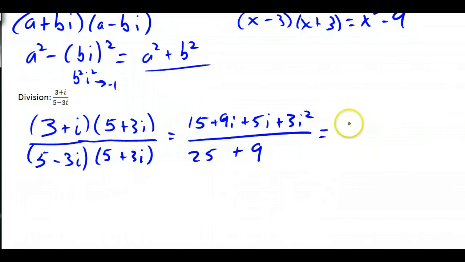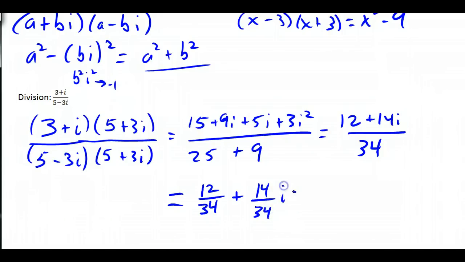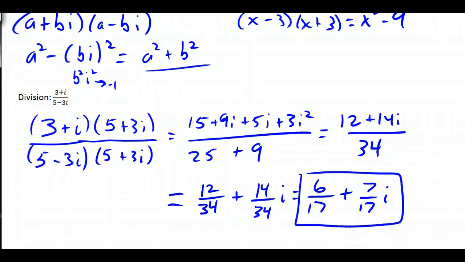So I combine similar terms on top. I've got a 15 minus a 3. I've got a 9i plus a 5i, all over 34, isn't it? Yeah, 34. Now when we write complex numbers, we always split the real part and the imaginary part into separate parts. And we're going to reduce this. So I can take a 2 out of that. 6/17 plus 7/17 i. And that would be my final answer.